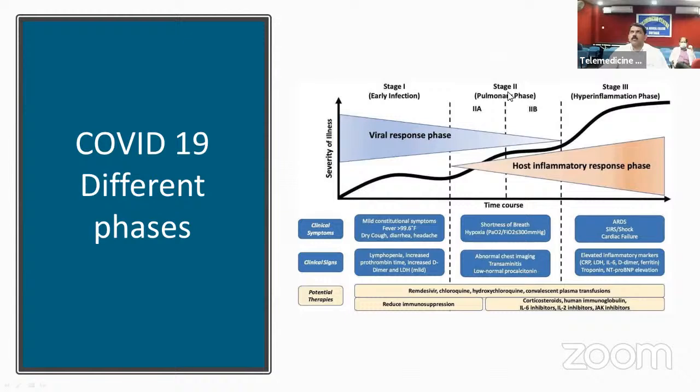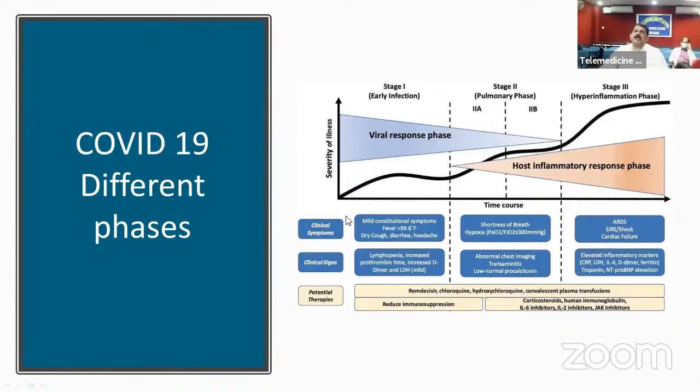In stage 2, you can make it 2A and 2B depending on the pulmonary phase, and there you get shortness of breath, hypoxia, that's PaO2/FiO2 ratio less than 300, which we have discussed many times, and abnormal chest imaging, transaminitis, and low normal procalcitonin. And stage 3, there is the hyperinflammation phase.